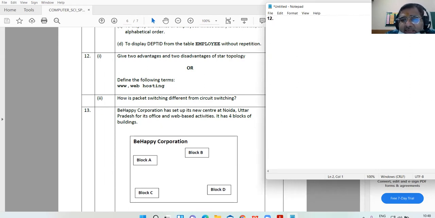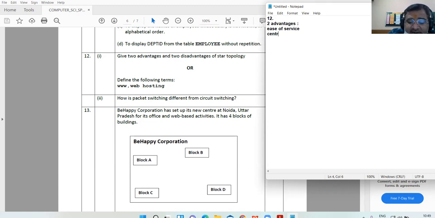So let us go with the 12th question. Give two advantages and two disadvantages of star topology. First of all, we go with two advantages. First advantage is ease of service. Easy service. Okay.